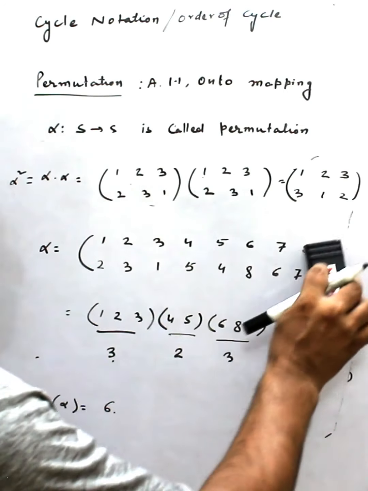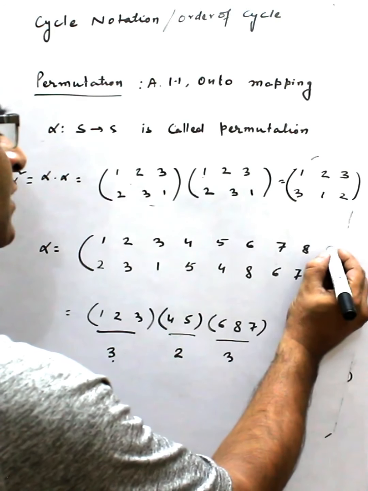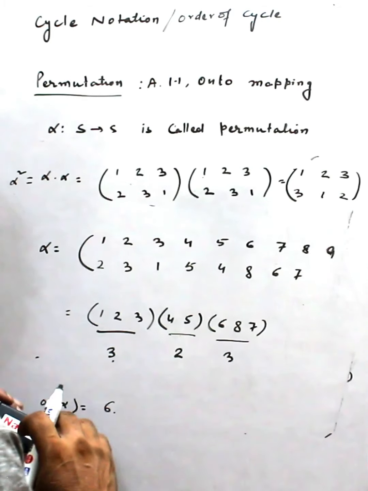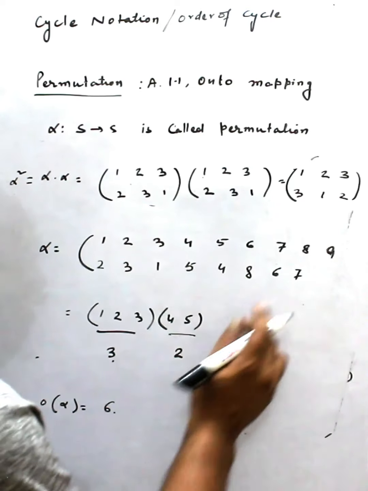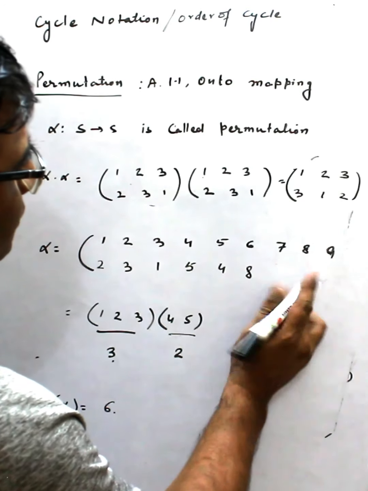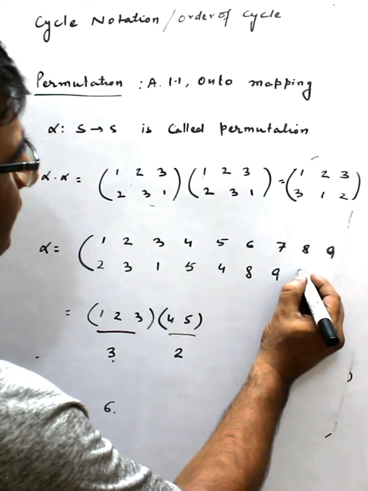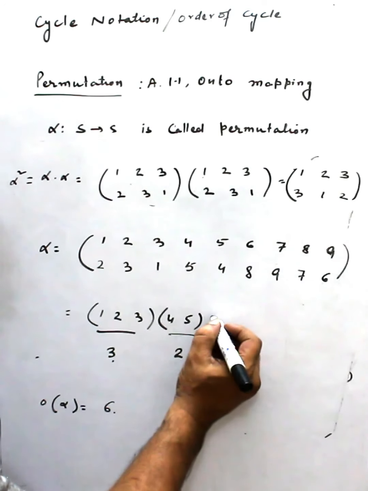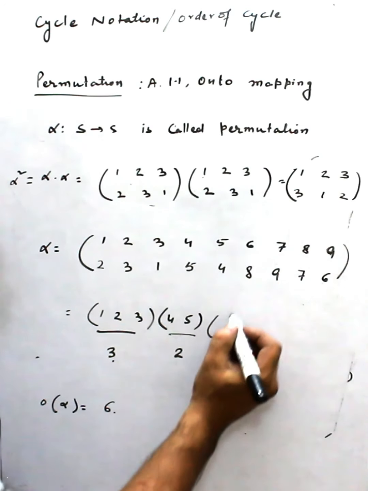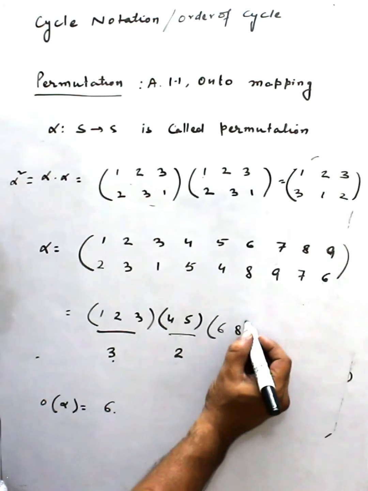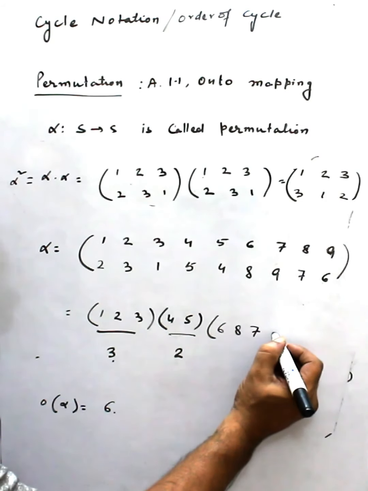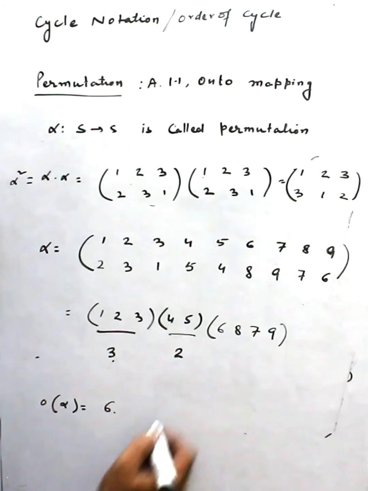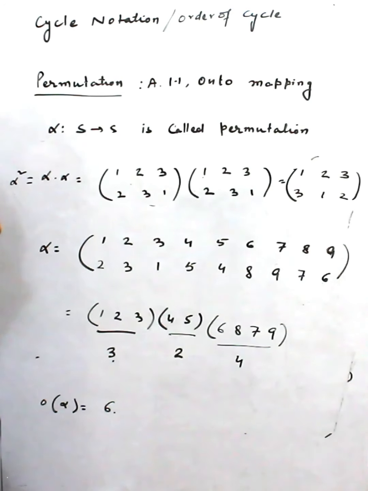But in case I make a little change here, I make here 9, and this also I change, 8, 9, 7 or 6. Suppose in this case the last cycle, 6 goes to 8, 8 goes to 7, and 7 goes to 9, and 9 goes to 6. So this becomes the cycle, and the order of this cycle is 4.